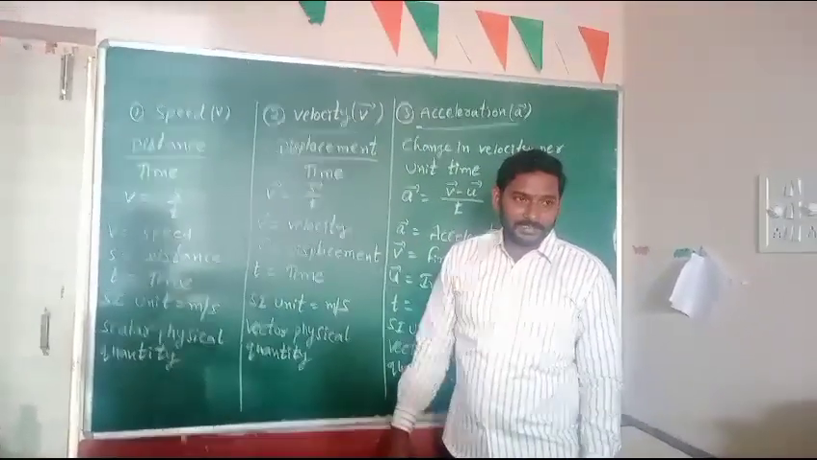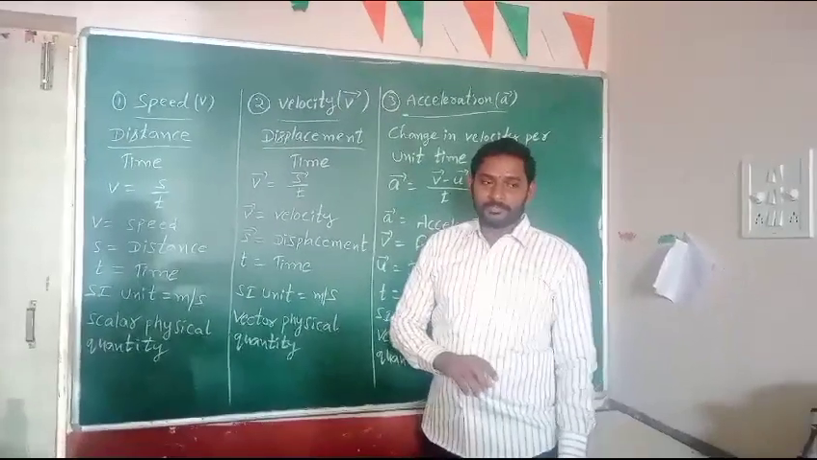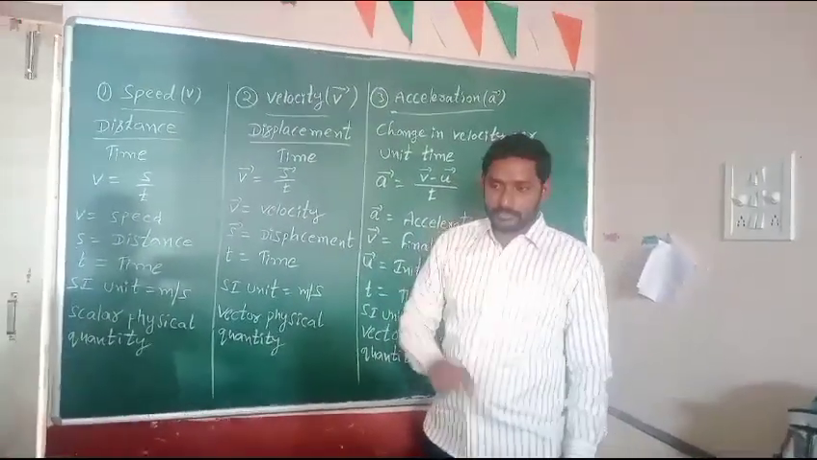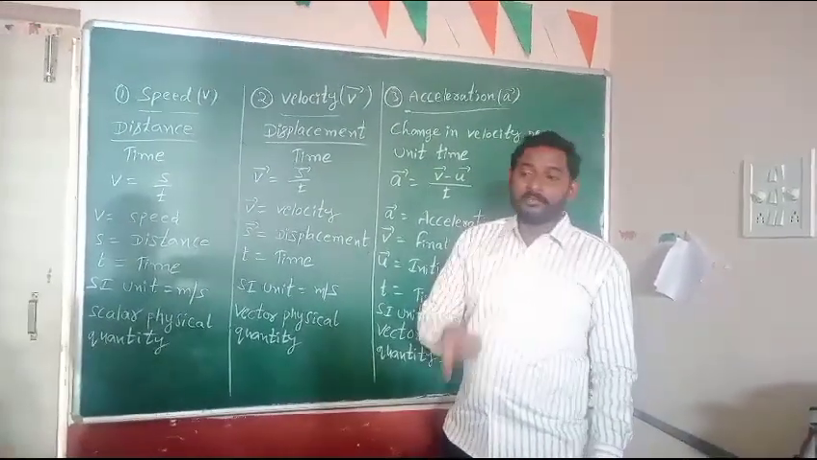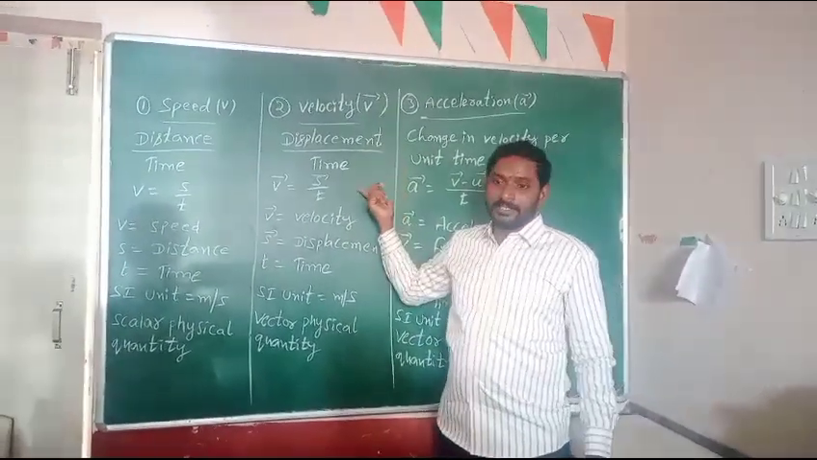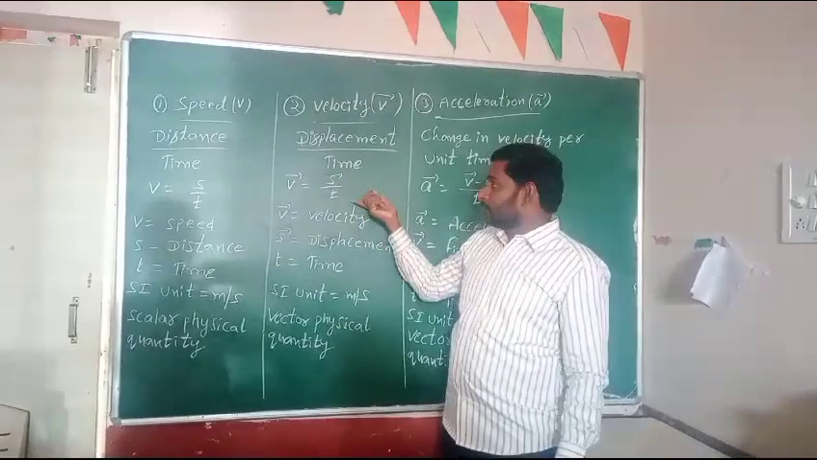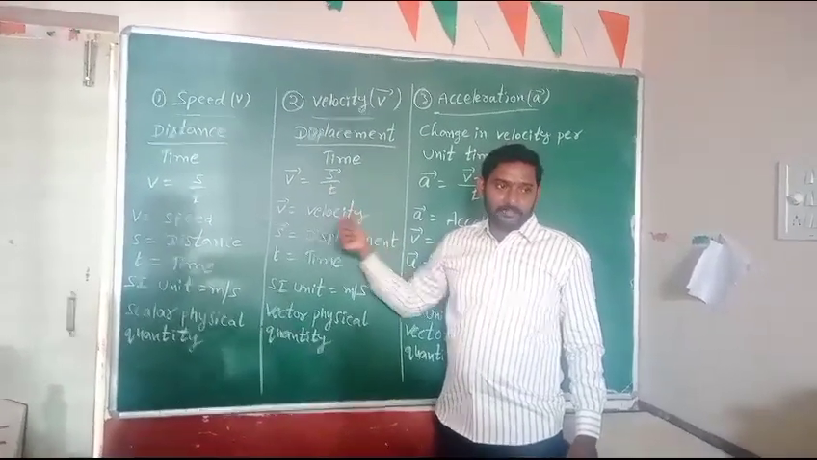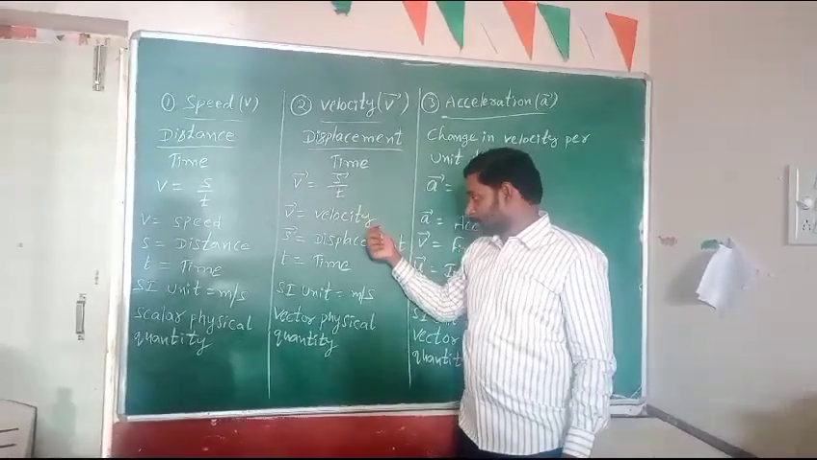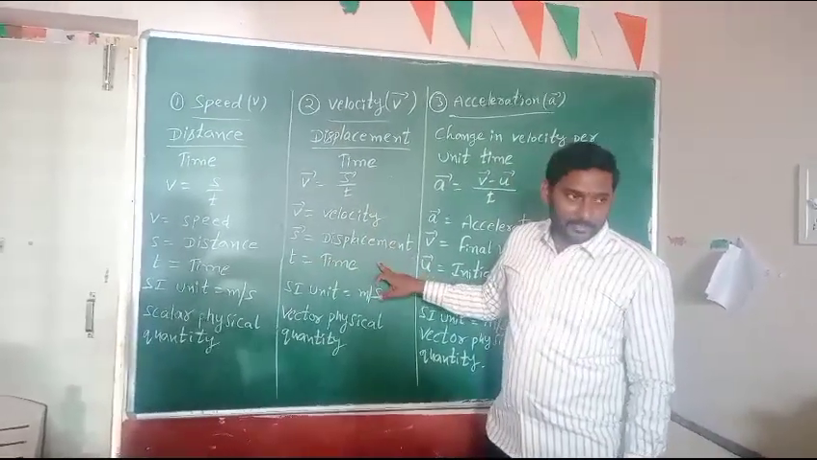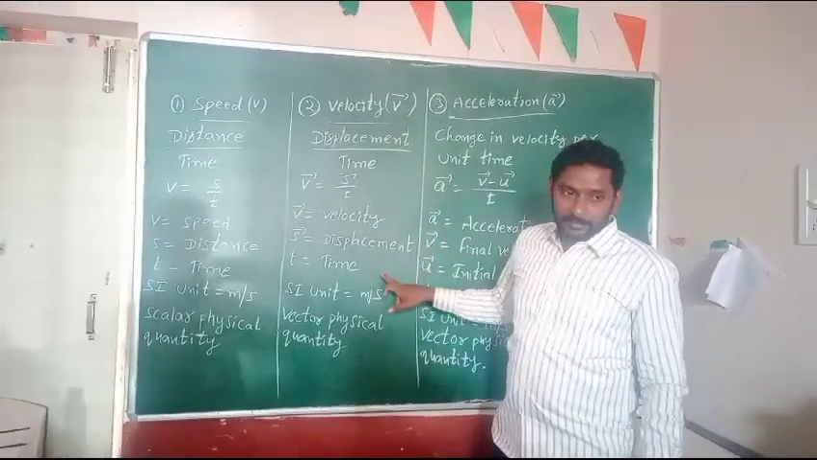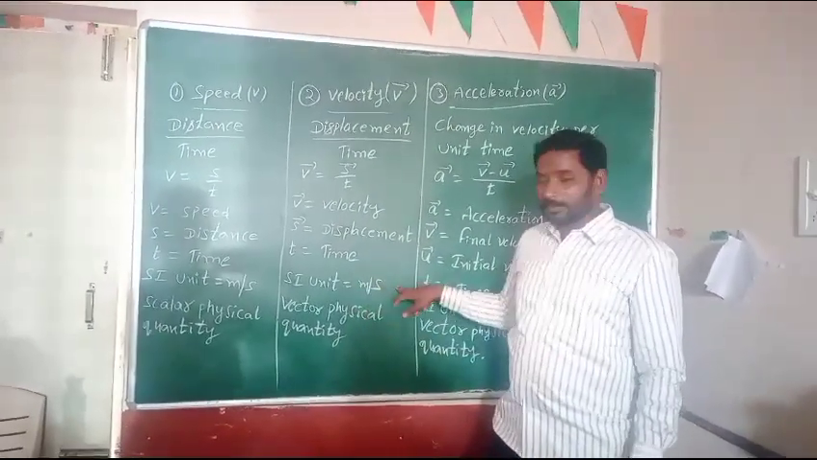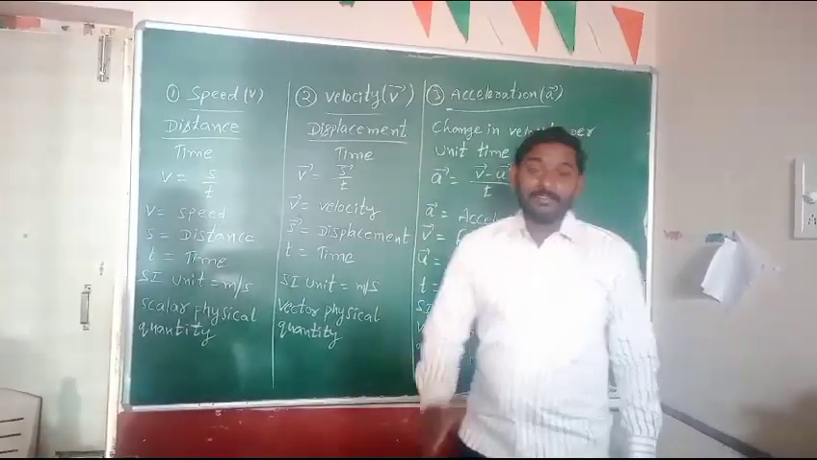What is velocity? If you take any object, the total displacement covered per unit time is nothing but velocity. The formula for velocity is V equal to S by T, where V is the velocity, S is the displacement and T is the time. The SI unit of velocity is meter per second and the CGS unit is centimeter per second, and velocity is a vector physical quantity.